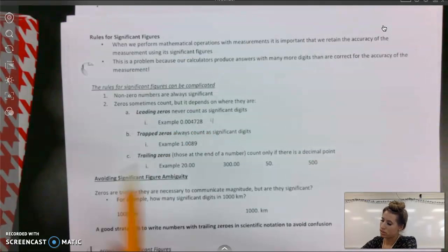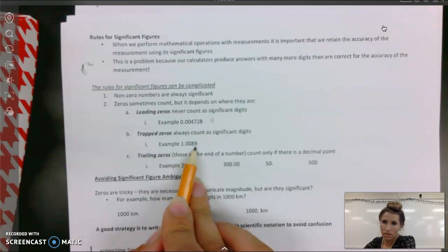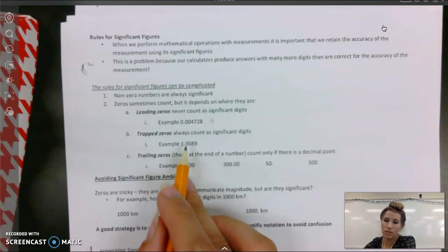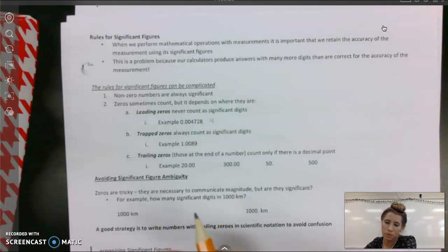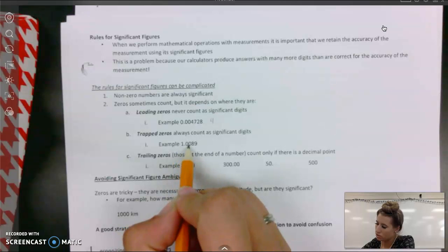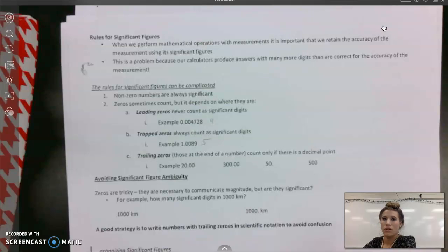Trapped zeros, zeros that are in between whole numbers, those are always significant. And it doesn't matter that we have 2 in a row. It's the fact that we have a whole number here and we have a whole number there. Okay, numbers between 1 and 9. So this one would be 1, 2, 3, 4, 5 sig figs. Trailing zeros are where it gets a little confusing, so pay close attention.